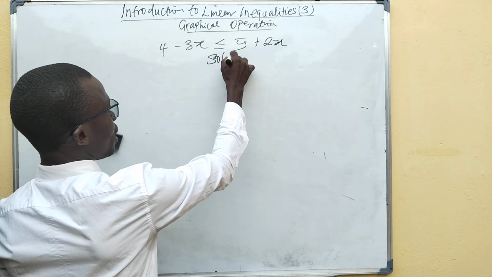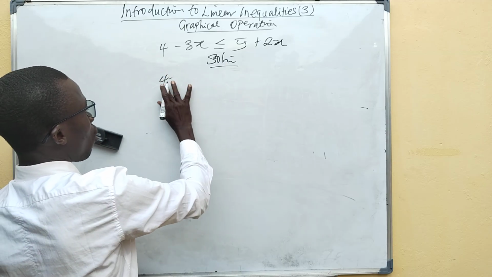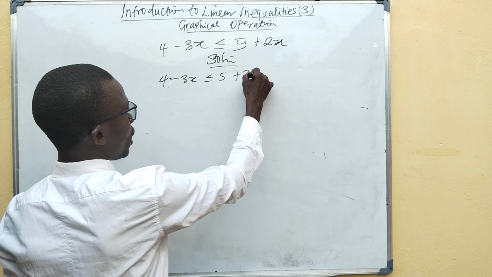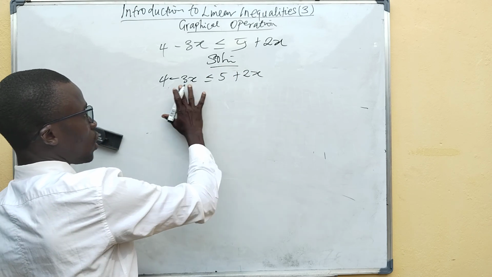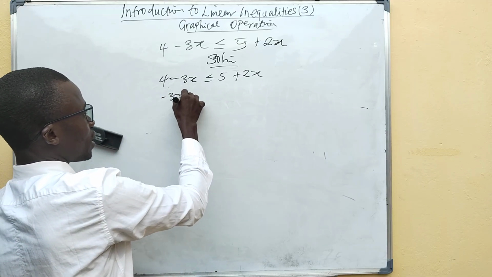For instance, let me say I have this: 4 minus 3x is less than or equal to 5 plus 2x. The first thing you need to do is collect like terms. Please take notes. We collect like terms. Collecting like terms means minus 3x.